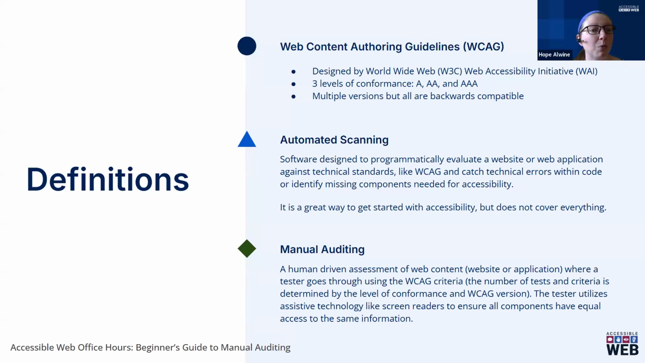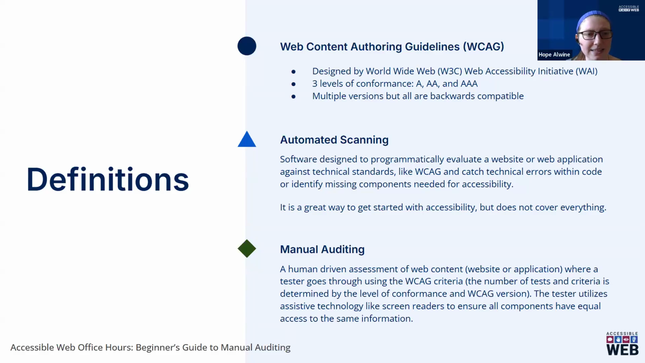Our next definition is, what is manual auditing? So manual auditing is a human-driven assessment of web content, that could be a website or a web application, where a tester goes through all of the WCAG criteria. The number of tests and criteria is determined by the level of conformance and WCAG version. For example, if you're doing a 2.2 AA audit, you will have 55 success criteria to meet. So the tester in manual auditing also utilizes assistive technology like screen readers to ensure that all components have equal access to the same information.